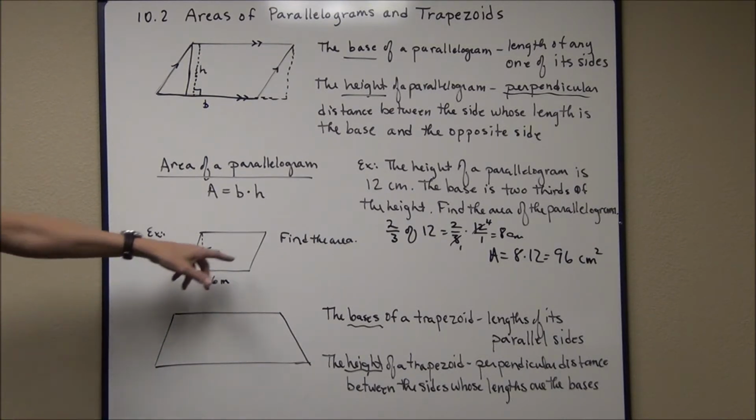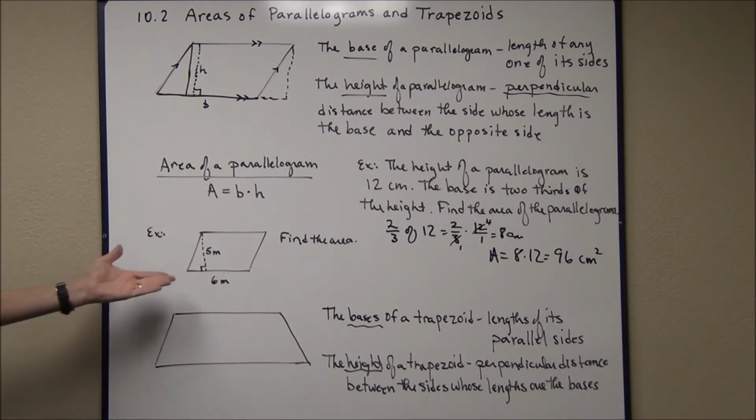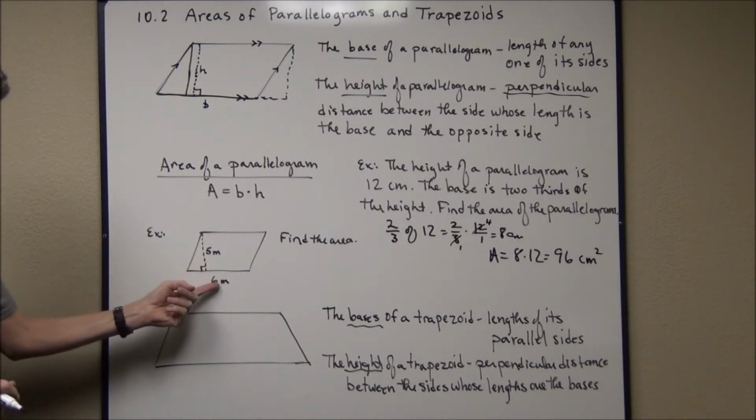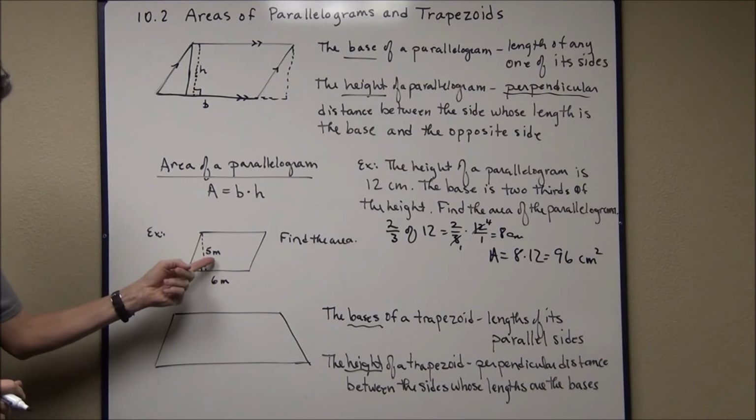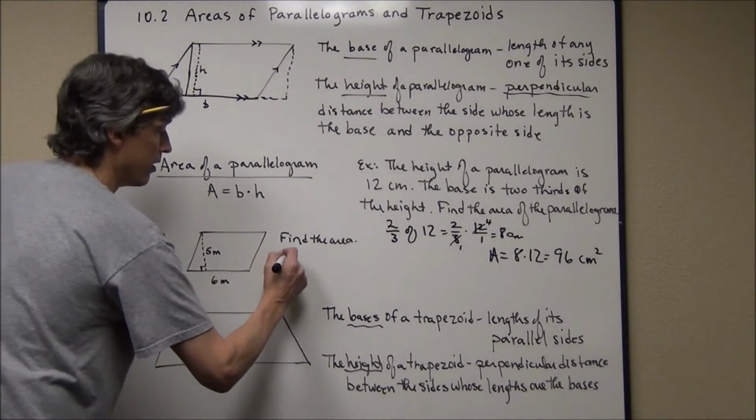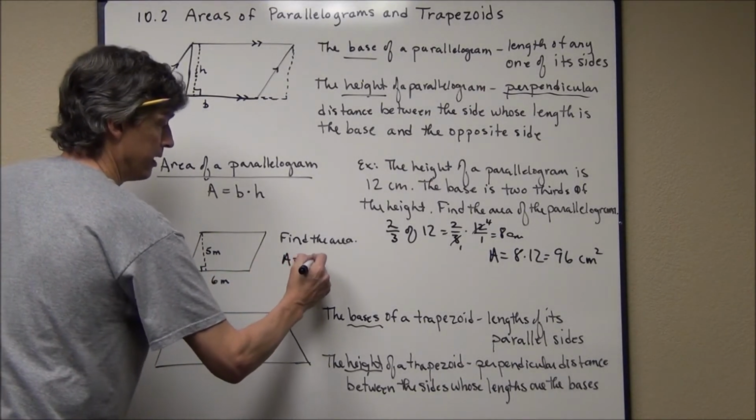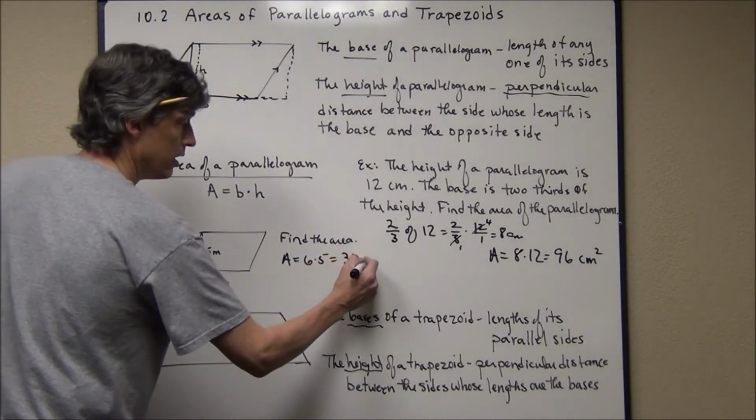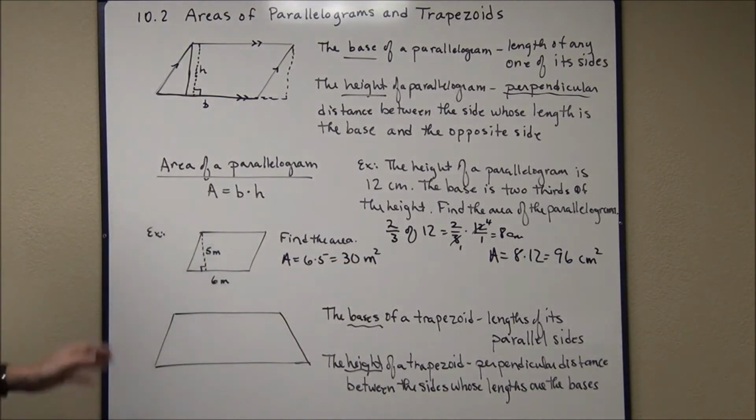This one, I have a diagram. I'm asked to find the area. Everything is right here. Look, with this drawing, you can tell that you have a base of 6 meters, a height of 5 meters. The area is base times height, which would be 30, and because it's meters times meters, square meters. Okay? Very simple formula to remember for parallelograms.